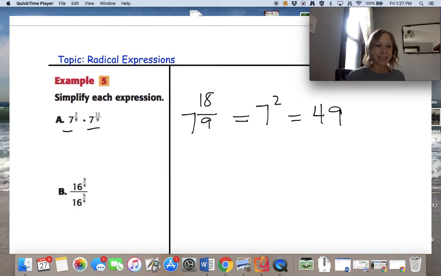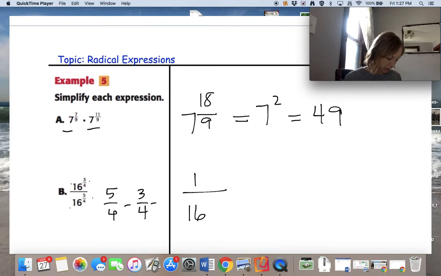All right, letter B. I see two powers. They have the same base, and they are a quotient, which means I can subtract the exponents. So my exponents are 3/4 and 5/4. Where is the bigger exponent? Is it on top or bottom? It is on bottom. So I know I am going to have a 1 on top, and then I'm going to have a 16 on bottom, and then I have to do 5/4 minus 3/4, which is 2/4, which is 1/2.